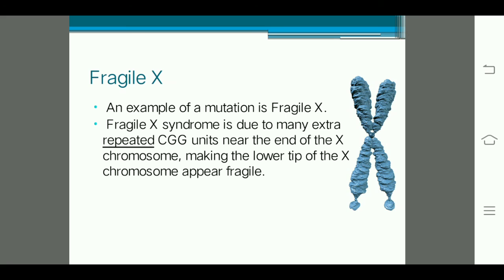Fragile X. An example of a chromosomal mutation is Fragile X. Fragile X syndrome is due to many extra repeated CGG units near the end of the X chromosome, making the lower tip of the X chromosome fragile.